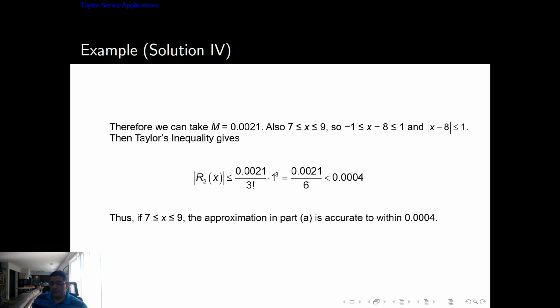So in general, if x is between 7 and 9, this approximation that we have in part A is going to be accurate within 0.004 of error.